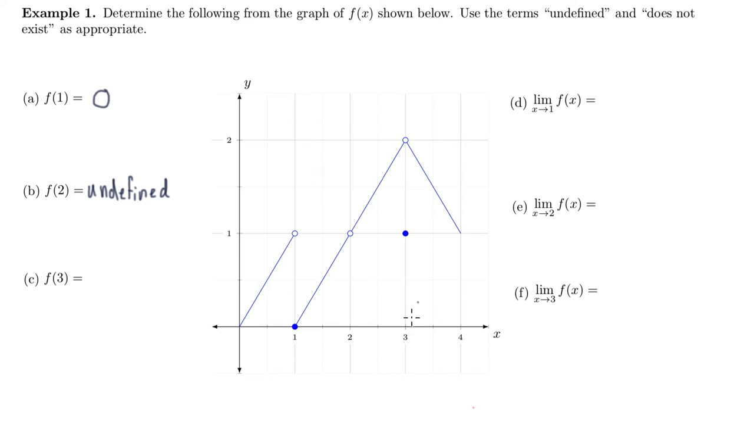F of 3, again, I don't want to look up here because there's an open circle. I want to look down here. So f of 3 is equal to 1.